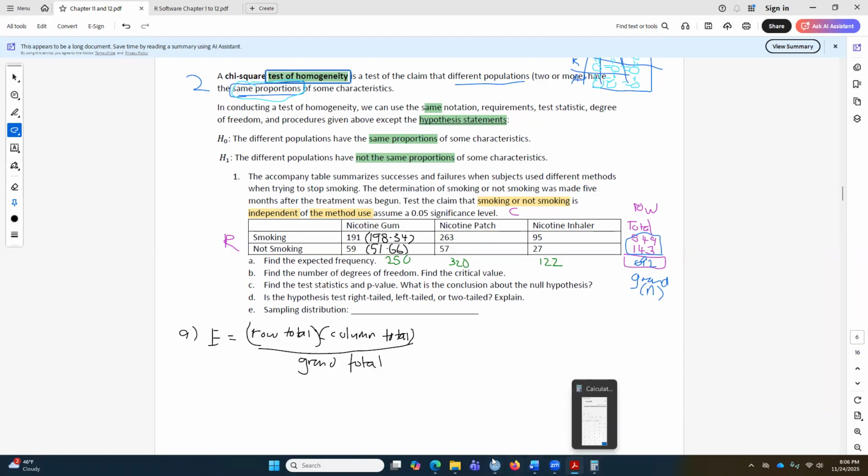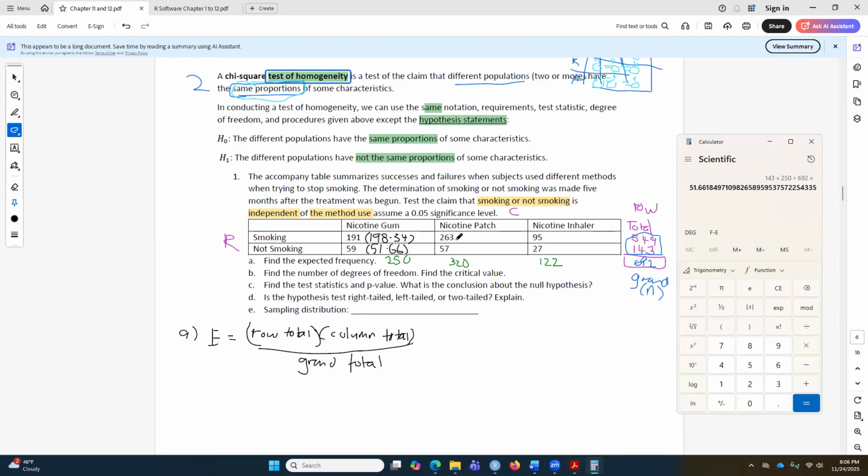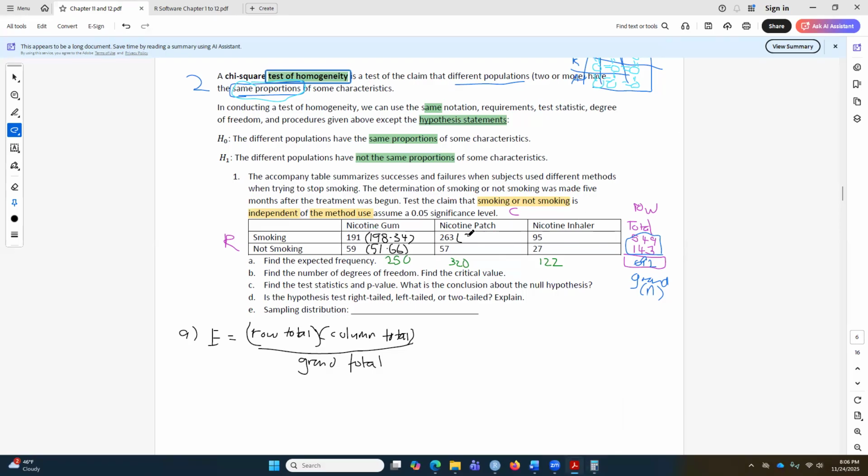You guys all right? And then we do the same thing for the next column, nicotine patch, those who are smoking. So smoking is 549, the total people who use the nicotine patch is 320, and then you divide by the grand total of 692. So I'm expecting 253.87 of people who use the nicotine patch and still smoke.